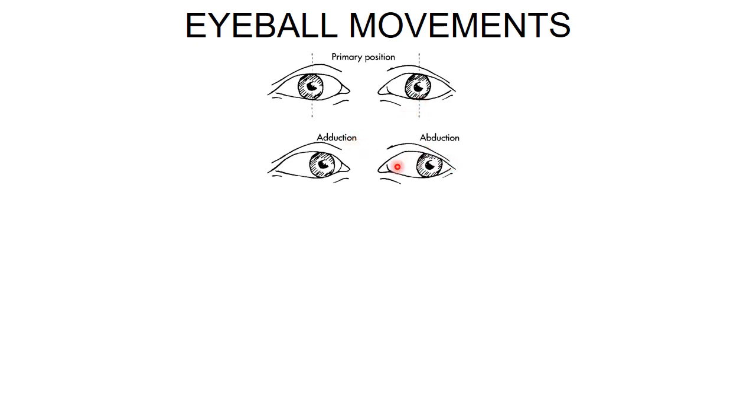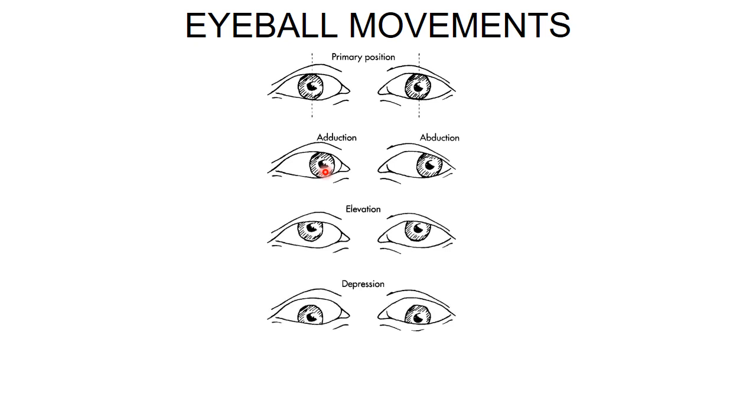Okay, and it's pretty simple. If the eyeball goes out laterally, that's called abduction. The pupil is moving away from the midline, that's abduction. If the pupil is moving towards the midline, that's adduction. Same concept that we've been using all along for these terms. Elevation is when we look up, the pupil goes up. Depression is when the pupil goes down.